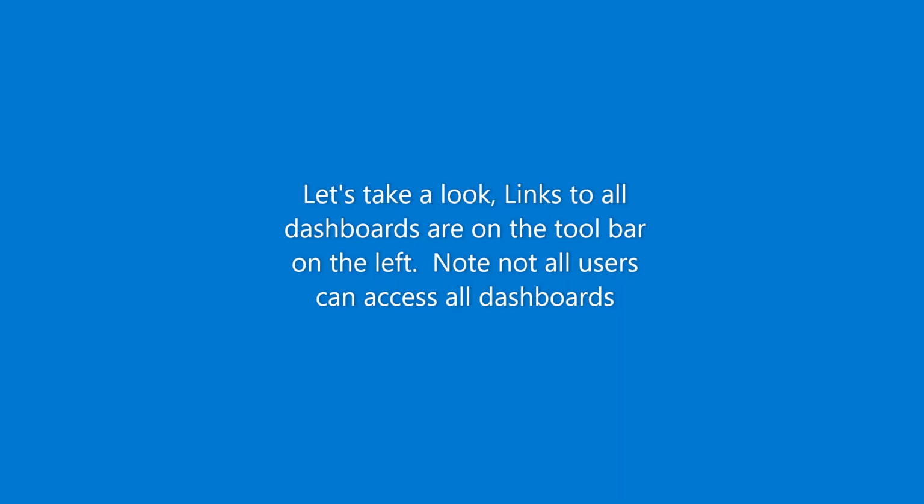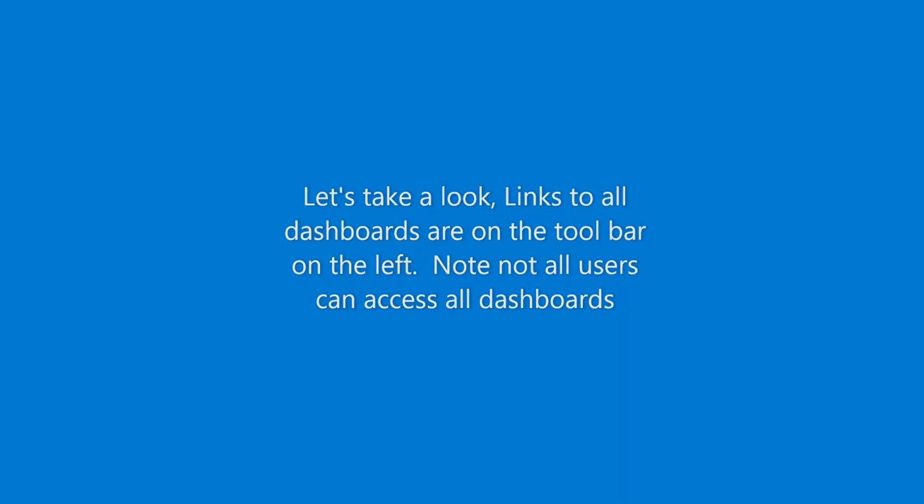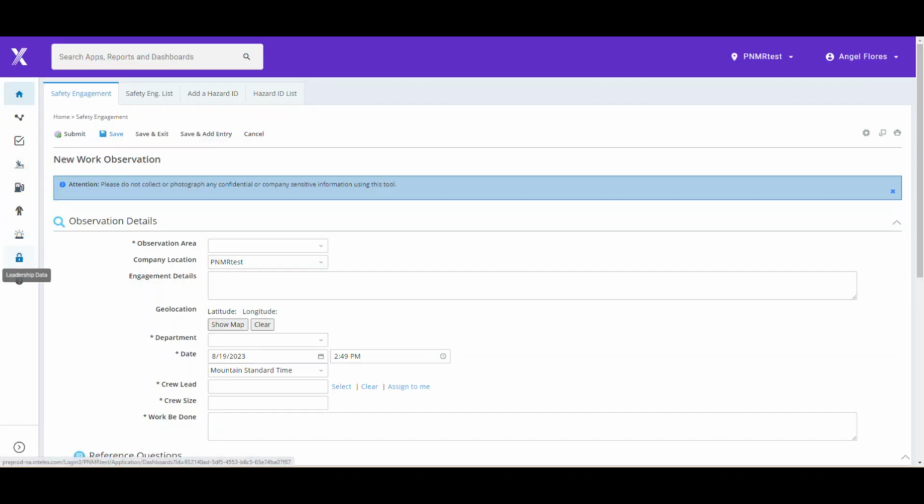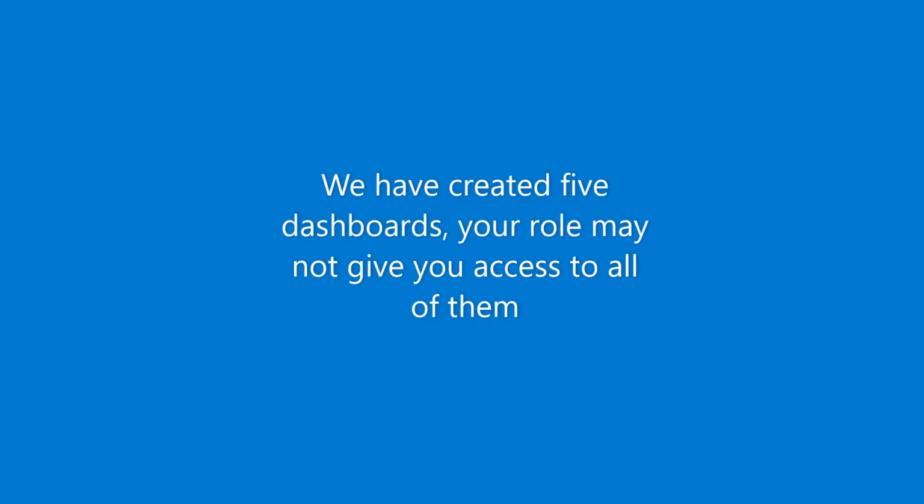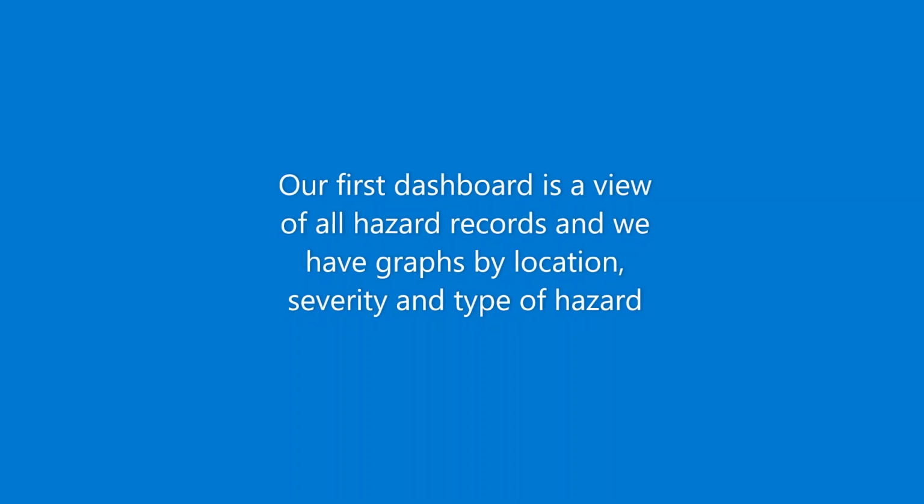Links to all the dashboards will be on the toolbar on the left. Not all users can access all dashboards. Here they are. In production, some of these links may change, but this is the general flow of what it's going to look like. We've created 5 dashboards. Again, your role may not give you access to all of them. Our first dashboard is a view of all hazards, open and closed, and we built graphs by location, severity, type of hazard, for example.